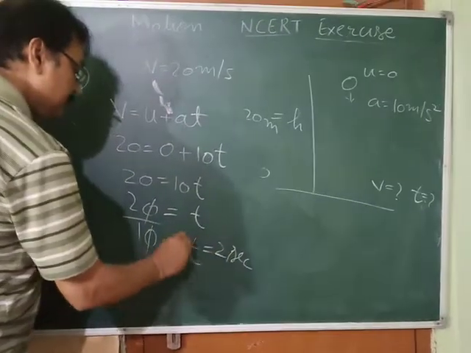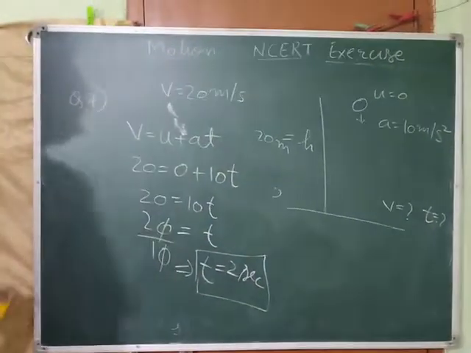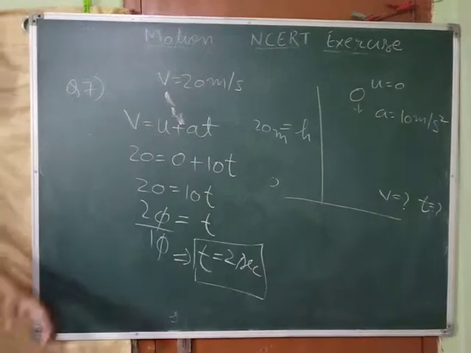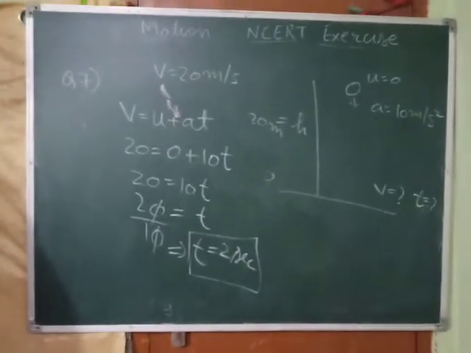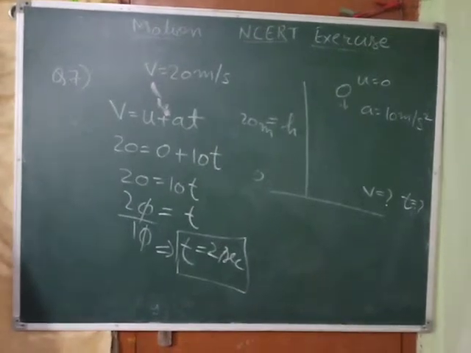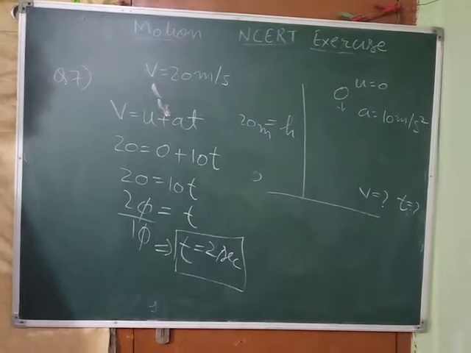So how much time is it going to take? 2 seconds. In this way you can get the speed with which it is going to hit the ground, as well as the time it is going to take to fall from that height to reach the ground.